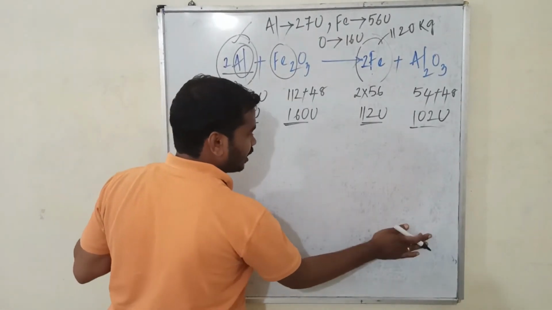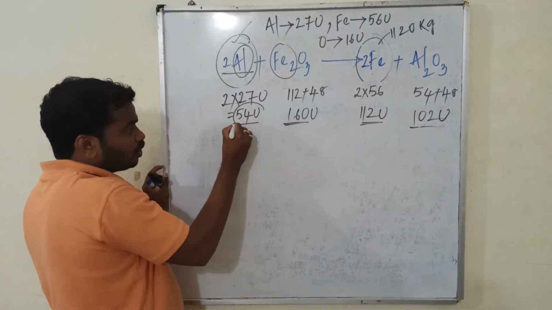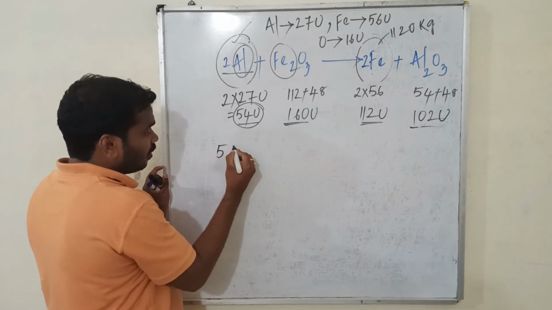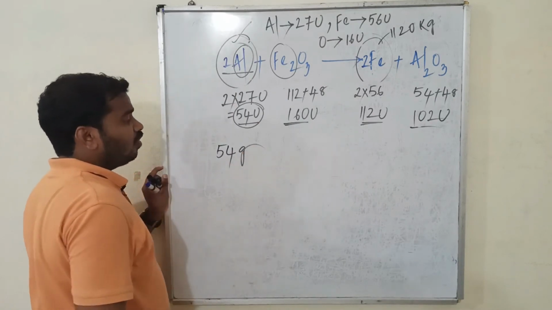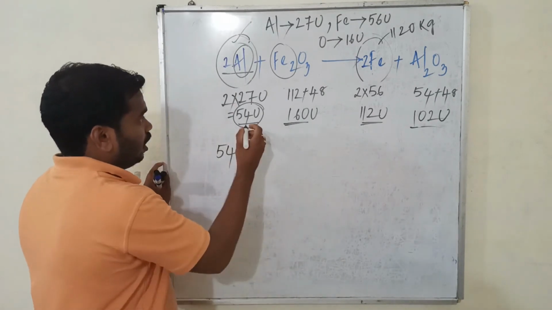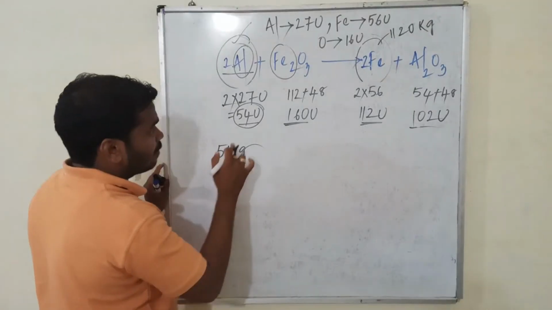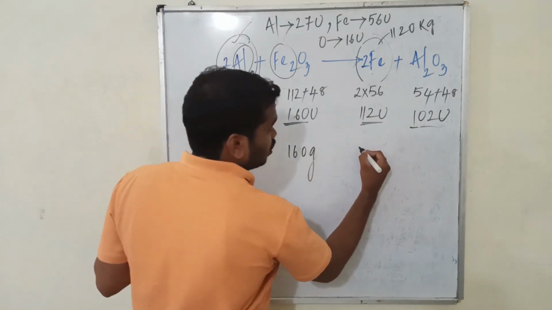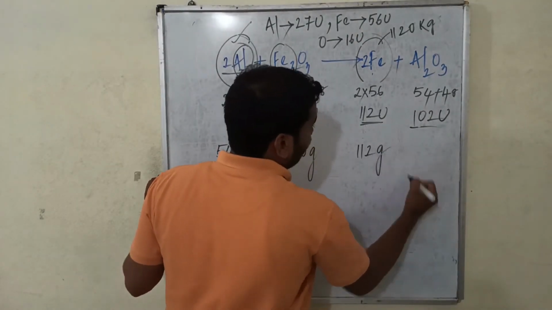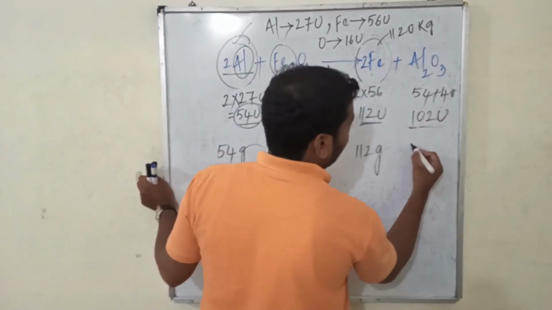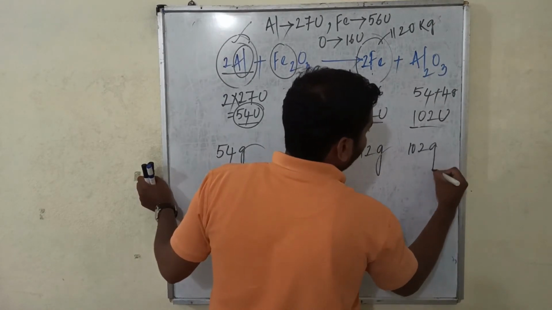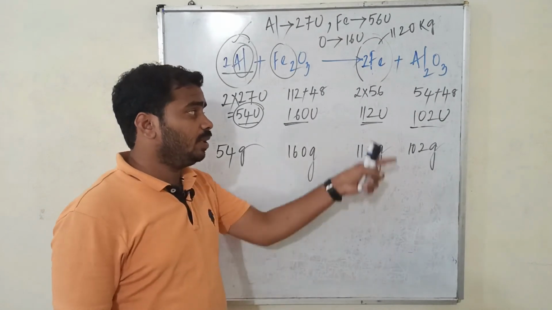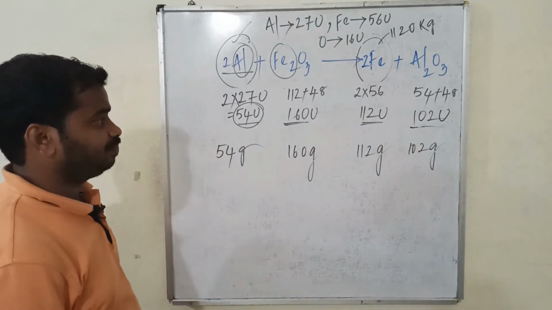Now I am going to write, see here, 54 units of aluminum in the sense 2 aluminum atoms. If I take 54 grams, this 54 grams would react with 160 grams of iron oxide to give 112 grams of iron, and here 102 grams of aluminum oxide. Very very simple. Try to understand.